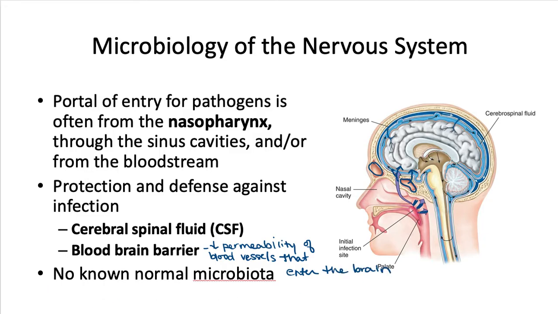Right. And there should be no microbiome of the nervous system. The brain, the spinal cord, the meninges, and the cerebral spinal fluid should all be microbe-free. So the nervous system should be a sterile system overall.